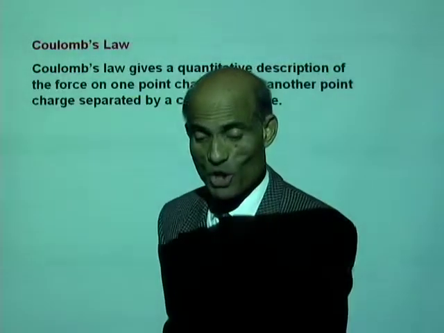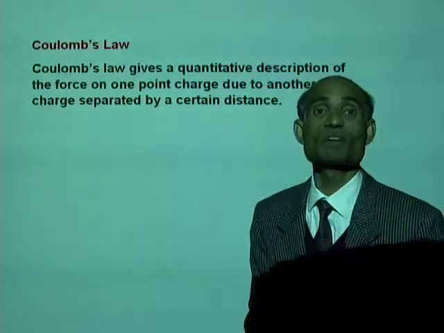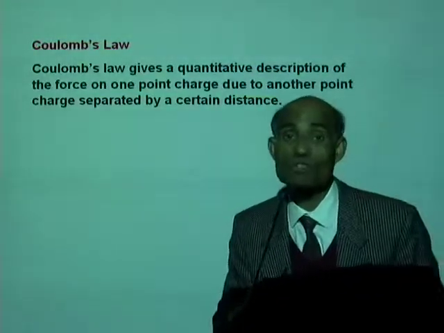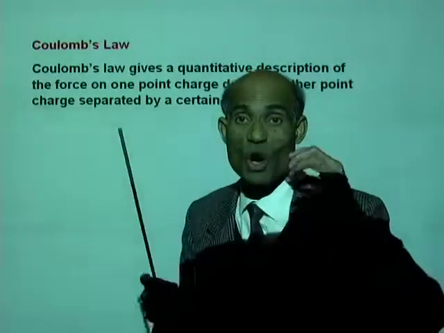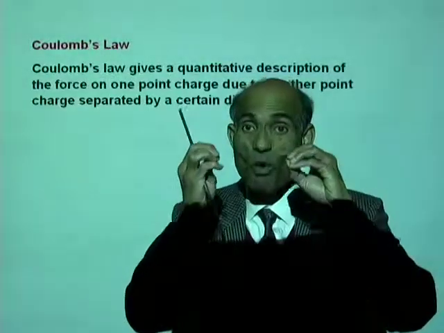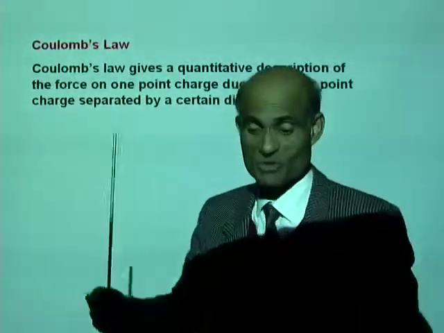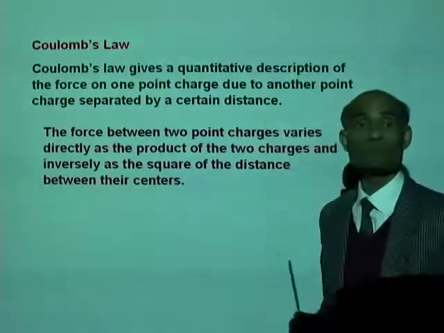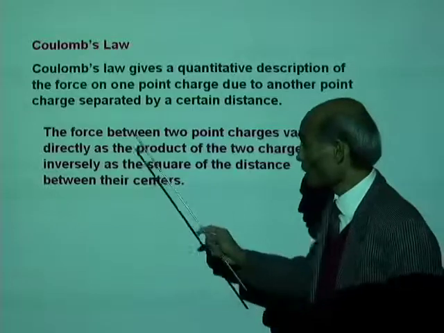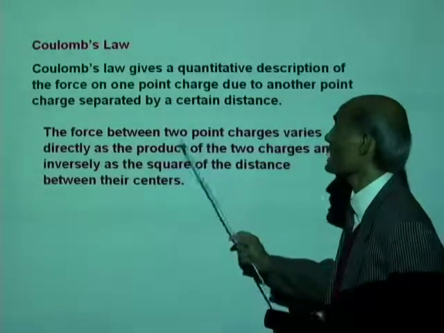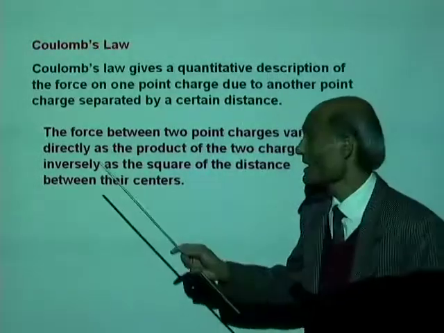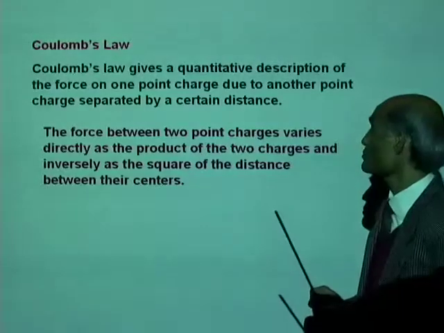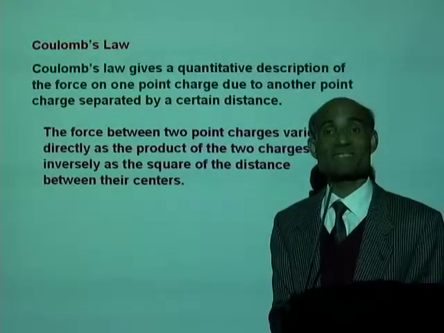Alright, what does Coulomb's law say? Coulomb's law gives us a quantitative description of the force on one point charge due to another point charge. You must understand, Coulomb's law only deals with interaction between point charges, not extended charges. Now this is the statement of Coulomb's law. The law says the force between two point charges varies directly as the product of the two charges and inversely as the square of the distance between their centers.